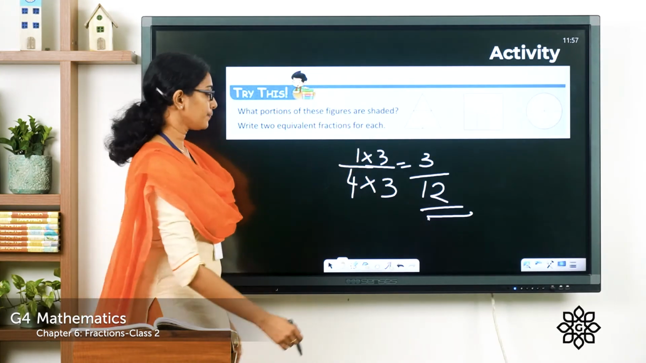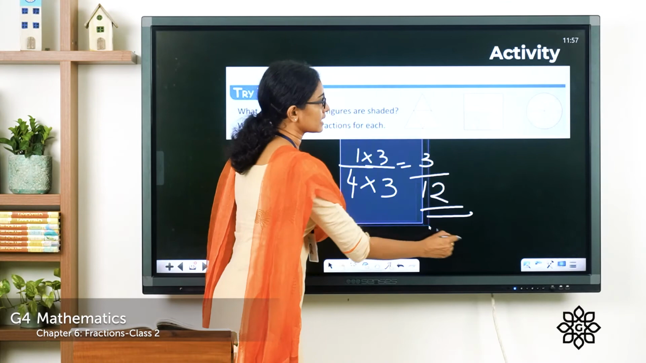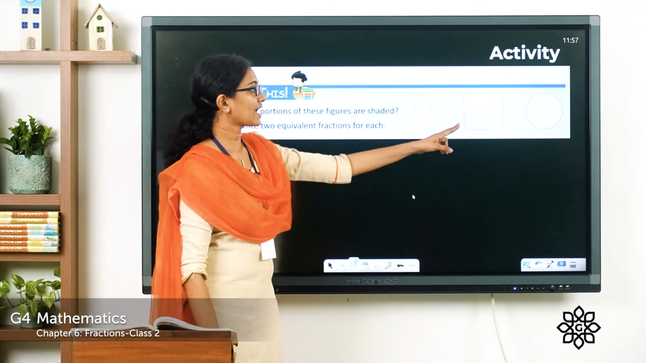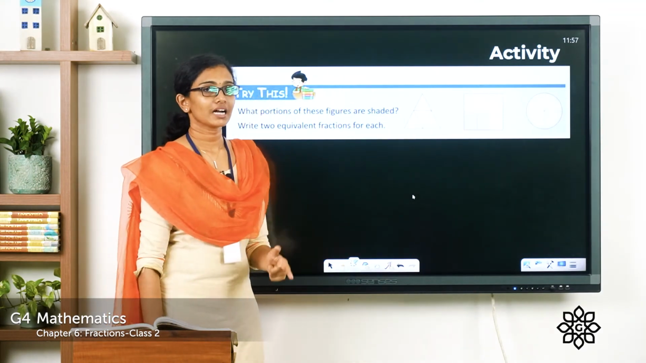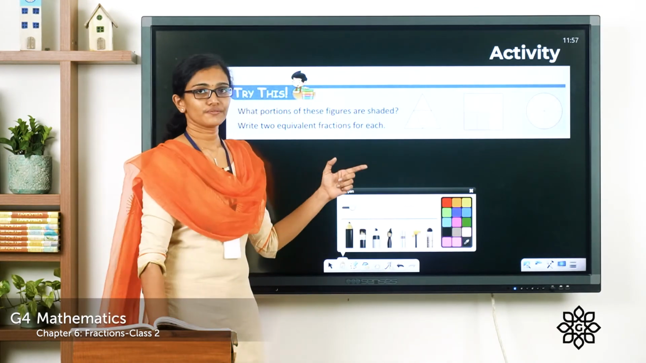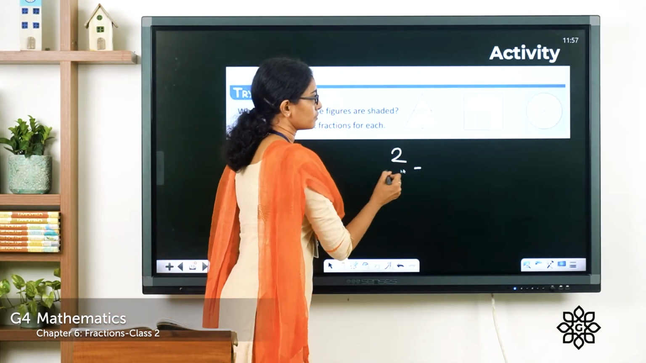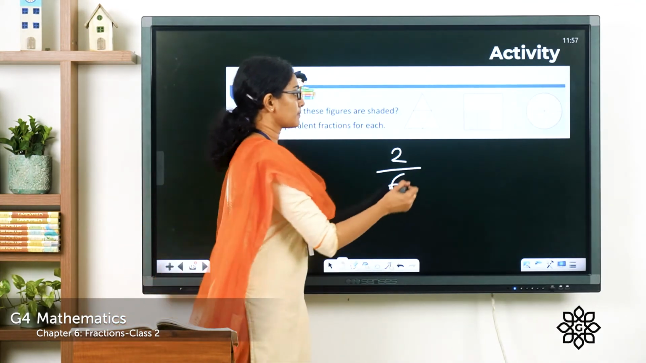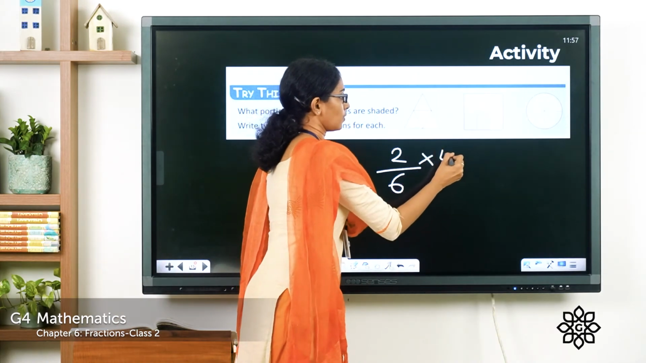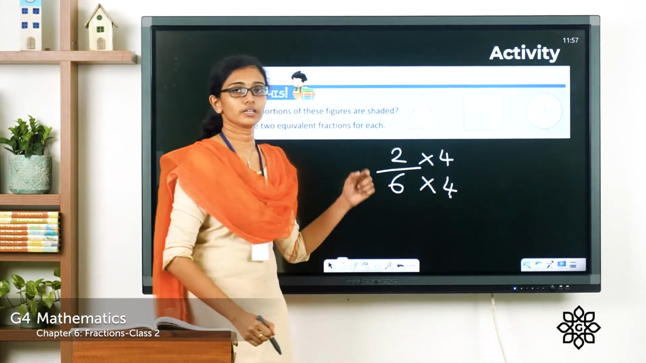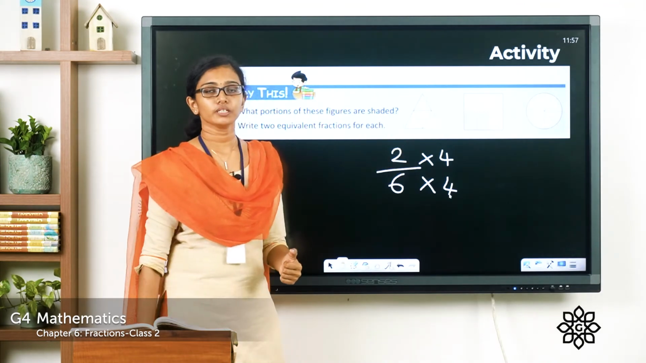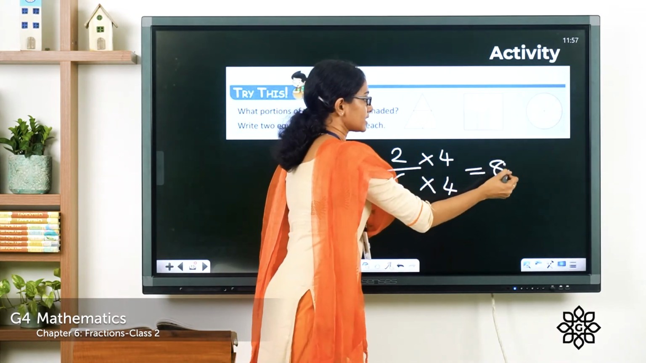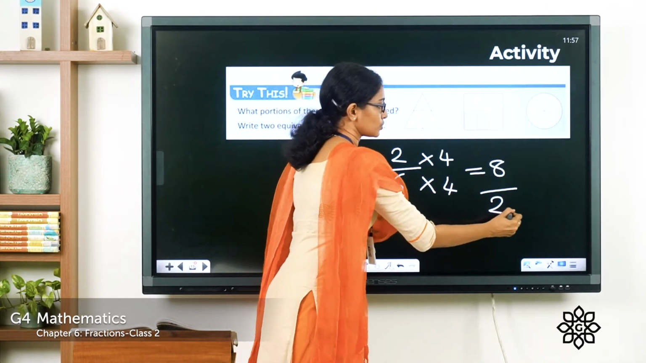Let's look at the second figure. In the second figure, how many total parts are there? You can see 1, 2, 3, 4, 5, 6 equal parts. And 2 out of 6 equal parts are colored. So the fraction in this case is 2 by 6. Now shall we write two equivalent fractions for this? Let's multiply 2 by 4. You can take any number but make sure you are multiplying the same number in both the numerator and the denominator. So I am taking 4 here. 2 into 4 it's 8 by 6 into 4, 24.